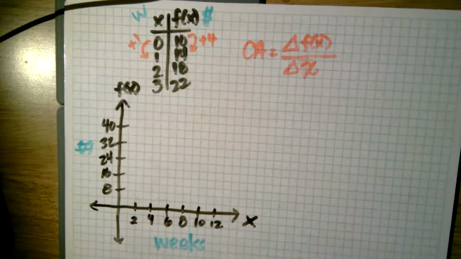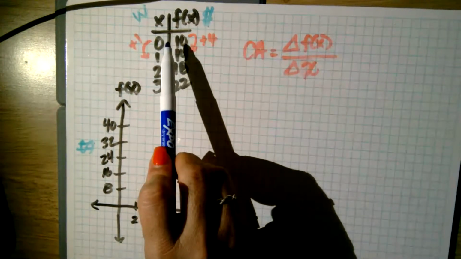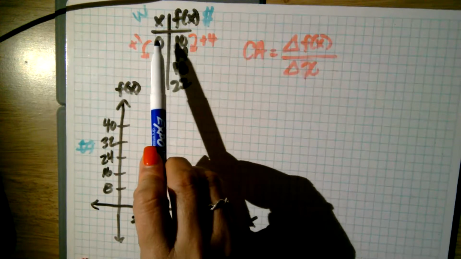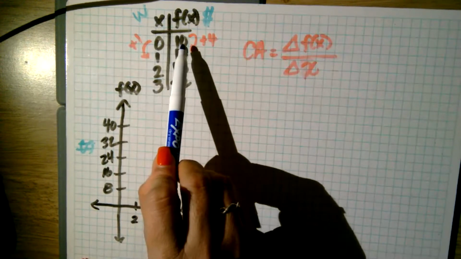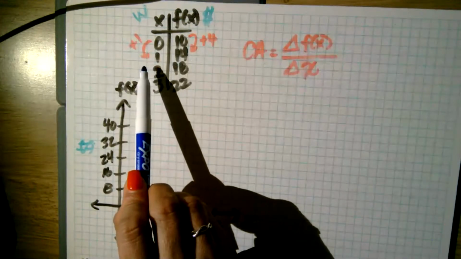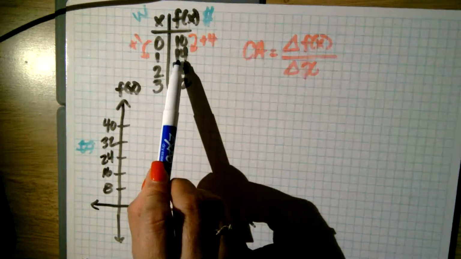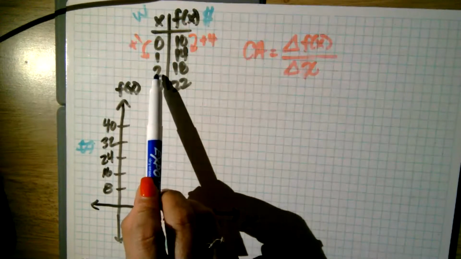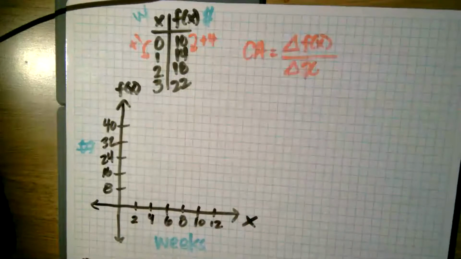So what I'm going to do is take this point. This is an input and output correspondence. Input 0 corresponds to output 10, which means that at 0 weeks, I had $10. Input 1 corresponds to output 14, which means at 1 week, I had $14. Input 2 corresponds to output 18, which means at 2 weeks, I had $18.